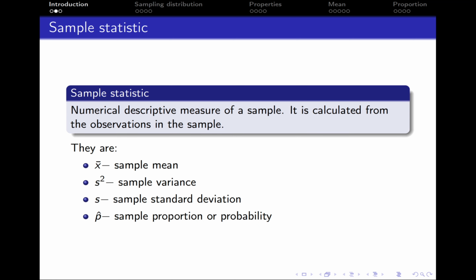And since we already know that we almost never deal with population, but rather with samples taken out of a population, to describe this sample we use sample statistics, and it is calculated from the observations in the sample. And here you can see the ways those descriptive measures are denoted. So x with the bar, this is sample mean, s squared, this is sample variance, s, this is sample standard deviation, and p with the hat, this will be sample proportion or probability.